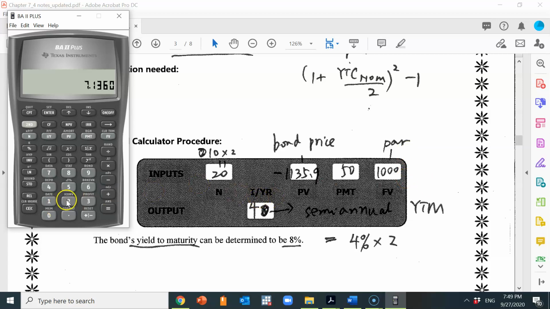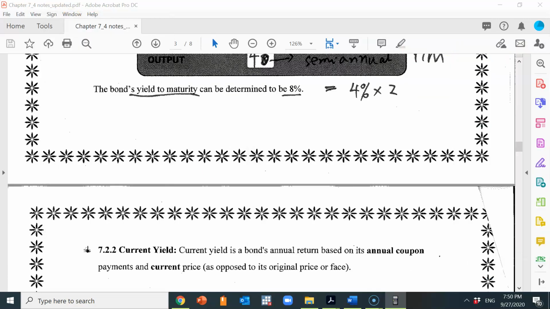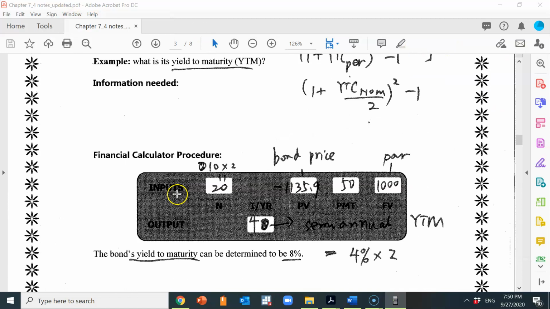So the only two changes I make are to input 20 as N instead of 8, and to input 1,000 par value instead of call price as future value. Compute for I. We have 4 as our semi-annual yield to maturity. Then we need to multiply by 2. So we have 8% as our yield to maturity, or nominal annual yield to maturity as 8%. That's how we calculate yield to maturity, yield to call, and bond price for a semi-annual bond.